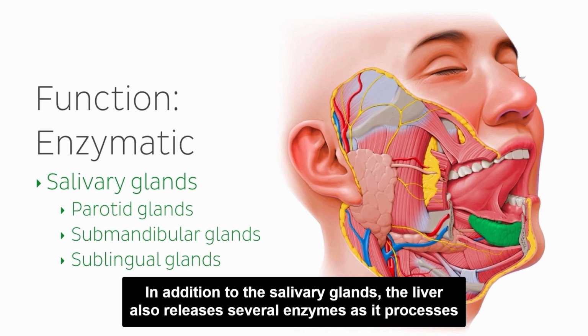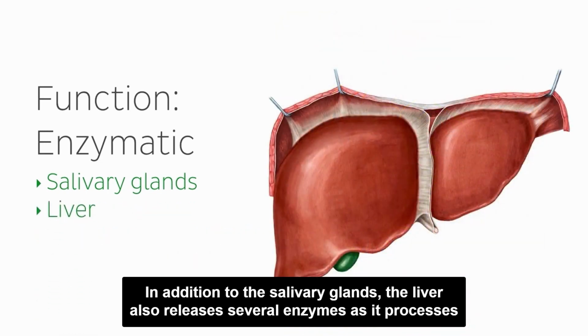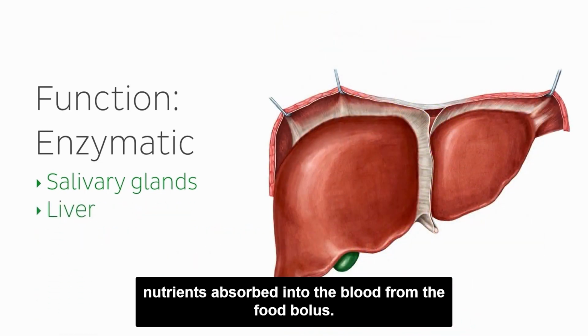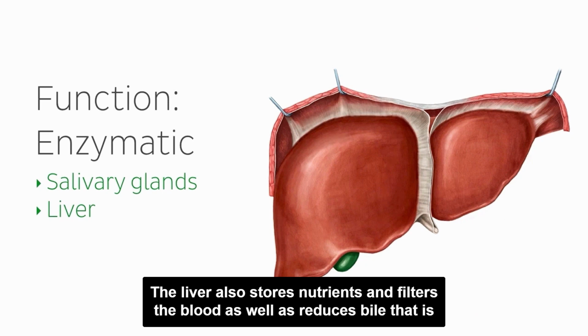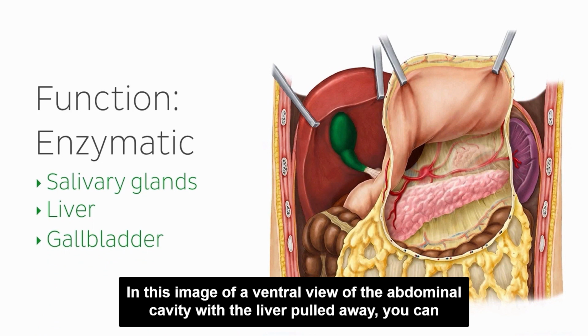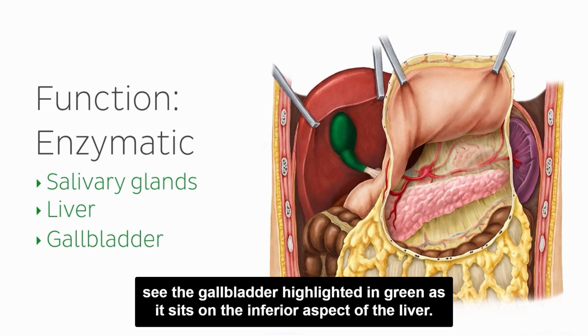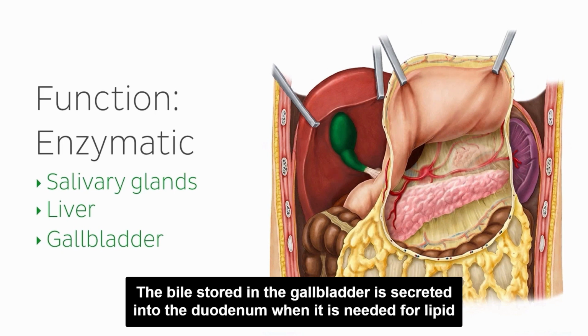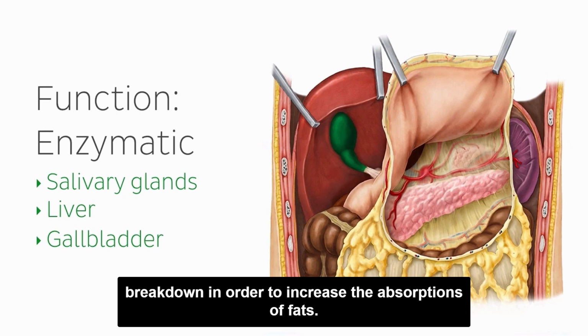In addition to the salivary glands, the liver also releases several enzymes as it processes nutrients absorbed into the blood from the food bolus. The liver also stores nutrients and filters the blood, as well as produces bile that is stored in the gallbladder, another accessory organ of the alimentary canal. In this image of a ventral view of the abdominal cavity with the liver pulled away, you can see the gallbladder highlighted in green as it sits on the inferior aspect of the liver. The bile stored in the gallbladder is secreted into the duodenum when it is needed for lipid breakdown in order to increase the absorption of fats.